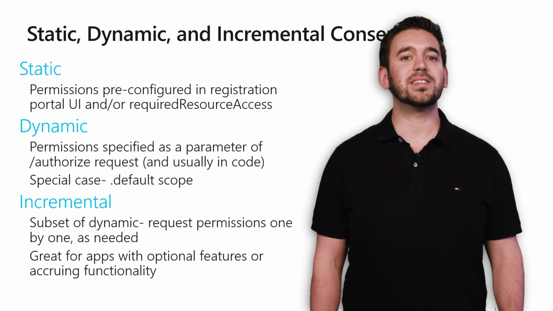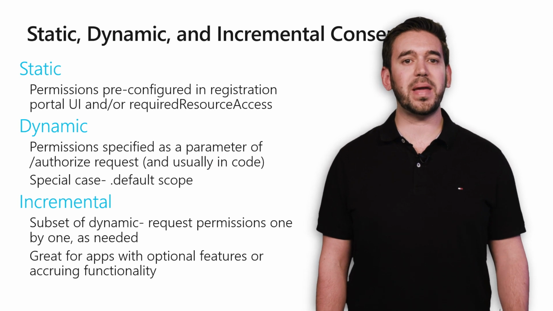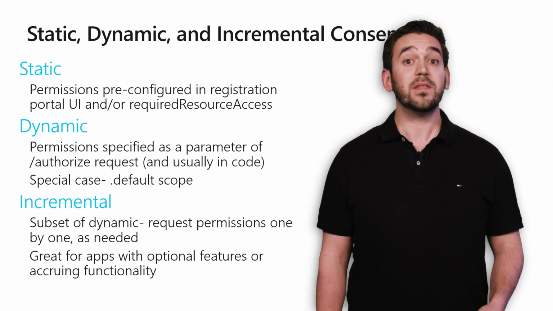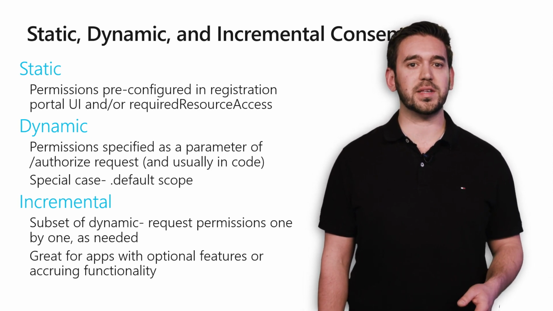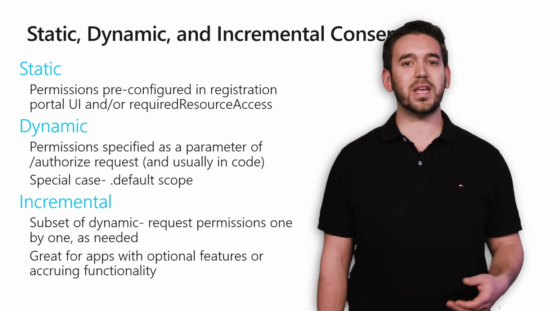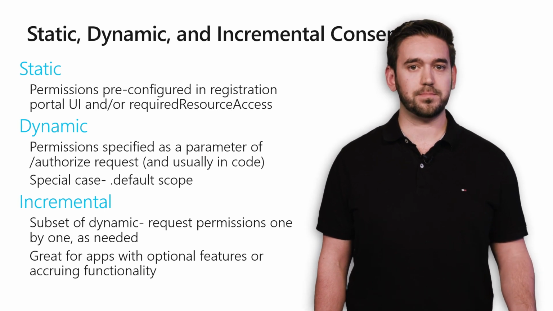Incremental consent is a subset of dynamic consent. This is where the application asks for some base set of permissions up front and then it asks for more later as needed. This is really useful for apps that require a small handful of permissions for their basic level of functionality, and then need more later for optional features or capabilities that a user might not use right away or not use at all.